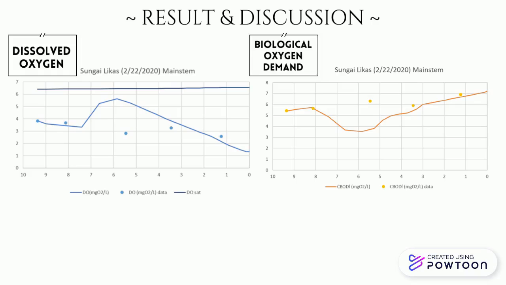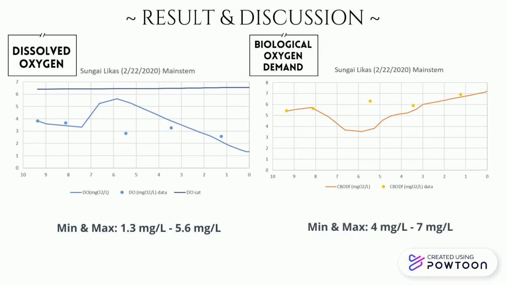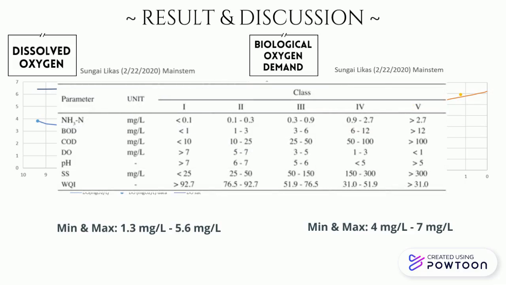Simulated DO is between 1.3 to 5.6 mg per liter, whereas simulated BOD is between 4 to 7 mg per liter. From this observation, it can be seen that during the 2-month prediction period, Likas River had exceeded the National Water Quality Index, where DO should not be less than 3 mg per liter and BOD should not exceed 6 mg per liter to maintain water class 3 as recommended by DOE.